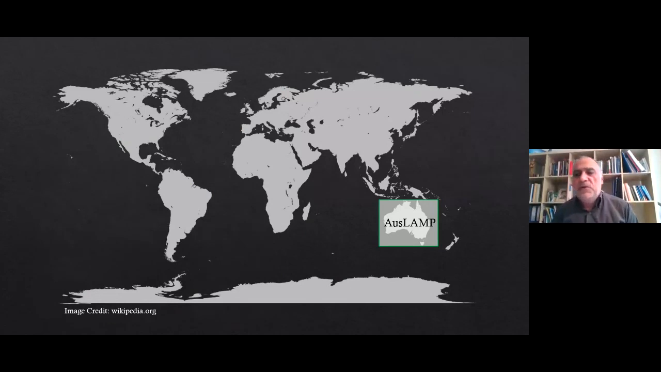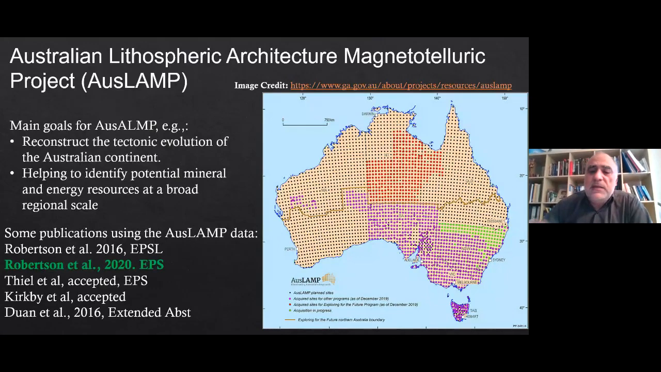Now moving further to the east, we will consider the AusLAMP, which is another continental scale MT array. And the major goal is, of course, to reconstruct the tectonic evolution of the Australian continent. And as you can see here on that map, the distribution of the MT sites. The black ones are in planning. The red purple points or circles are for the data that are collected. And there are several publications on the collected data.